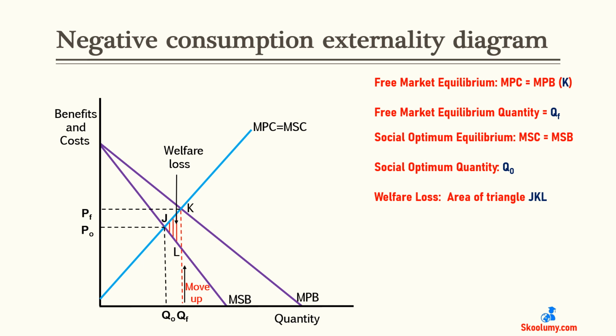To identify the area of the welfare loss, start from free market quantity, the actual quantity consumed, move vertically up. The vertical line between MPB and MSB, line KL, forms a side of a triangle. The triangle formed represents the welfare loss. In this case, it is triangle JKL.